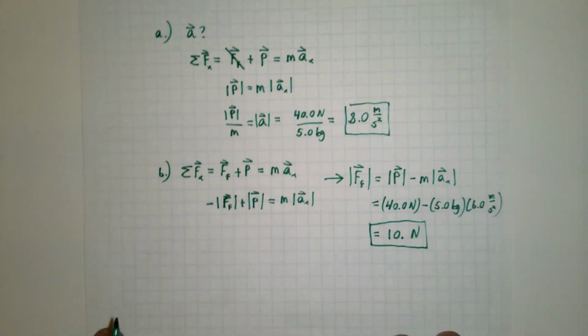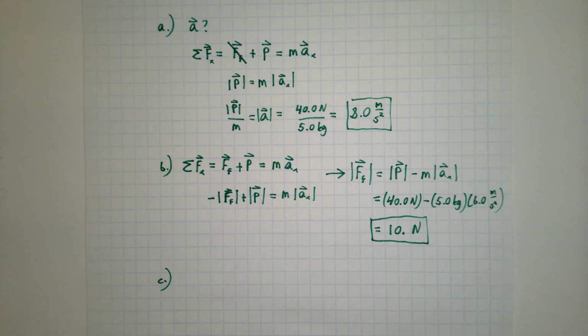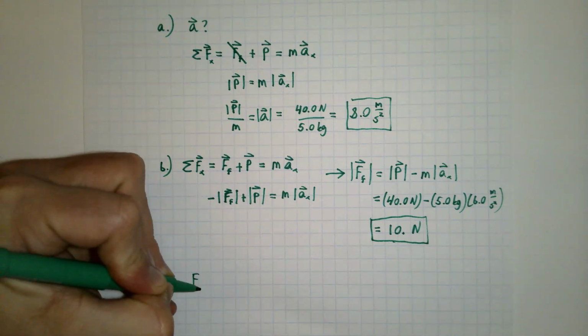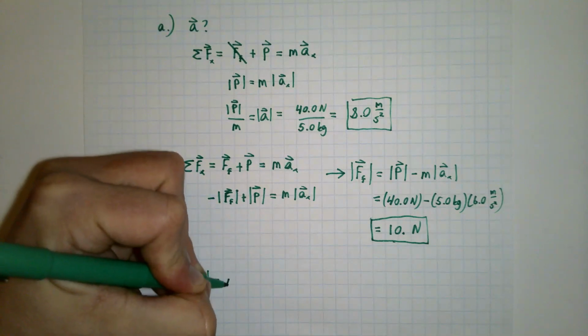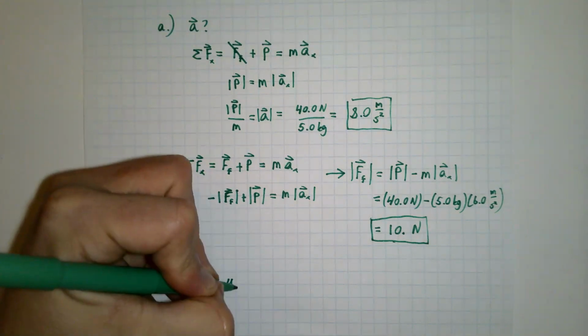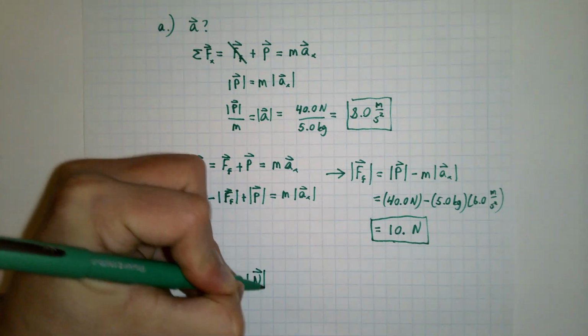And finally, we're asked to find the coefficient of kinetic friction. We have a block that is moving along a table, so we have kinetic as opposed to static friction. If we know the magnitude of the frictional force, we know generally that we can define the kinetic frictional force as equal to the coefficient of kinetic friction times the normal force.